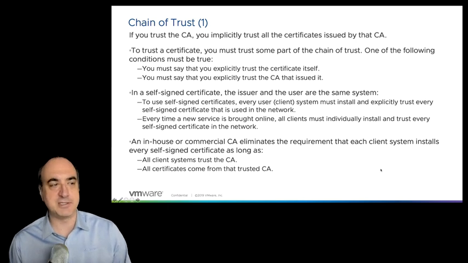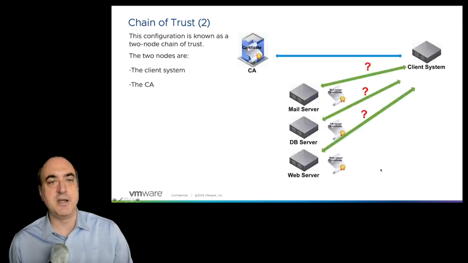So how do we make this simpler, right? Well, you might have an in-house or a commercial certificate authority that would eliminate the requirement of each client system having to install every self-signed certificate, as long as all the client systems trust the CA and all the certificates come from that trusted CA. So to see this as an image, here we have our client system, and we have, say, some systems it needs to work with, right? They could be things like a mail server, a database server, a web server. They could very well be a vCenter server, right?